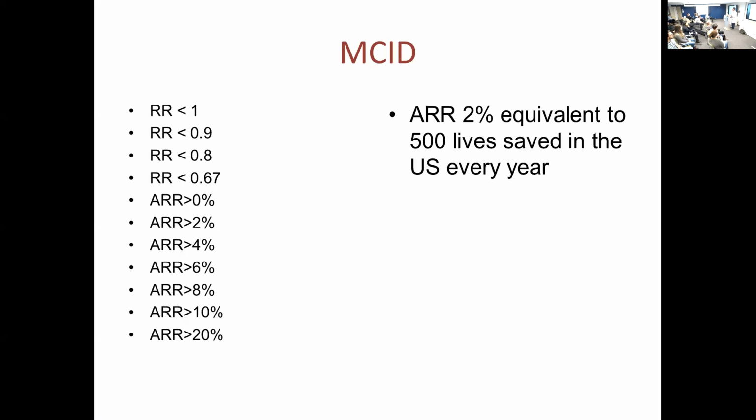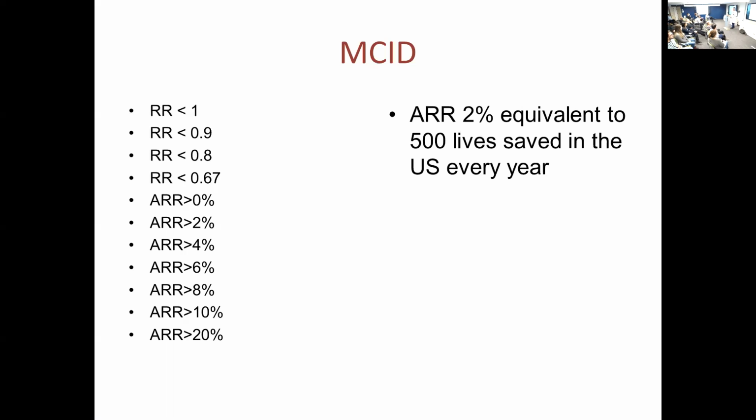And so basically to satisfy anybody, we specify a whole range of potential values for the minimum clinically important difference, both in terms of relative and absolute risk. Some of these were actually requested by the JAMA editors, and so we were just doing that to satisfy them too.